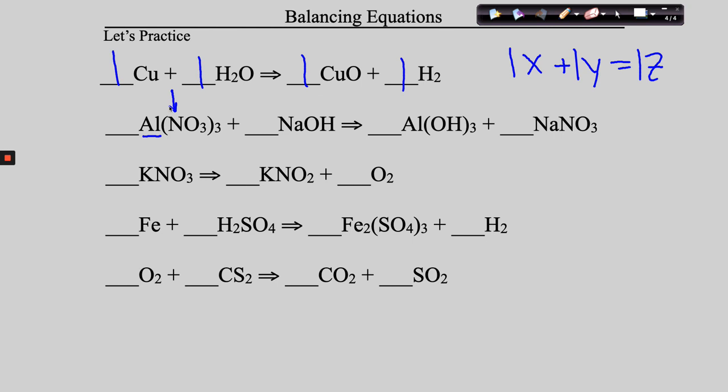So guys, how many NO3s do we have over here? 3. How many do we have over here? 1. So we don't do this. Guys, that breaks the balance of charge. So we don't do that. So how do we get 3 nitrates? We put a 3 in front. Do that with me. And now we keep going.